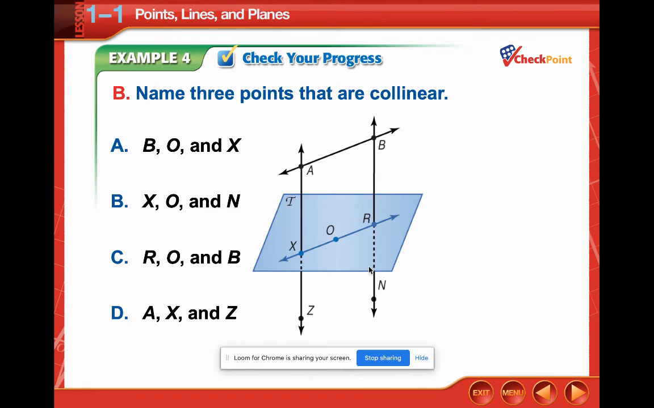Name 3 points that are collinear. Remember, collinear means that they are on the same line. 3 points that are on the same line. Why don't you guys take a second, see if you can answer this one on your own.